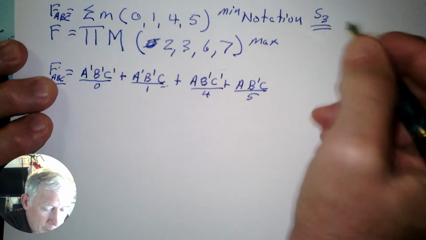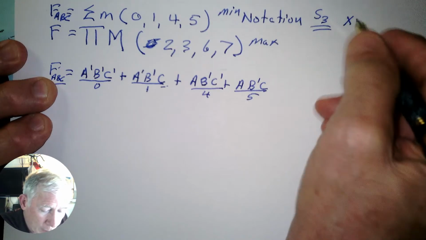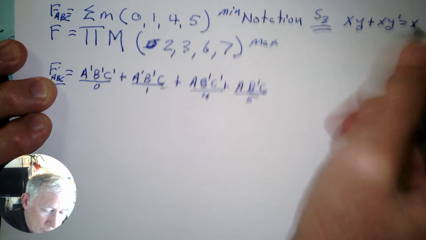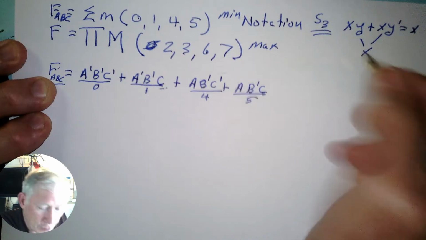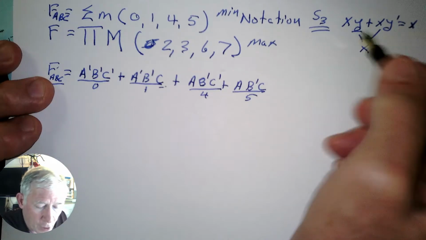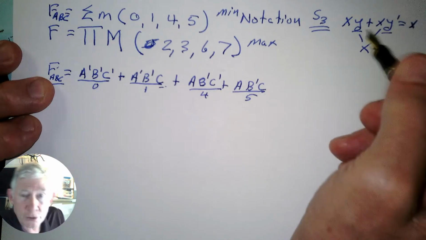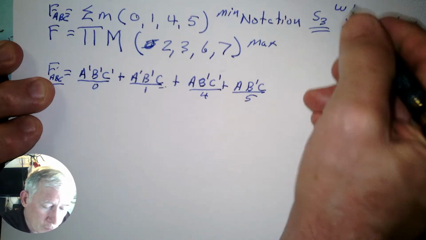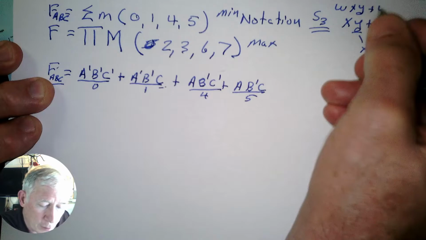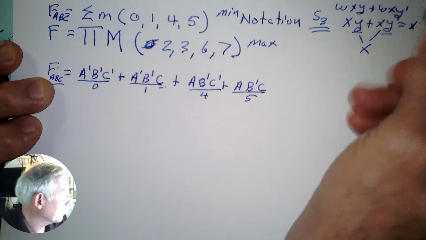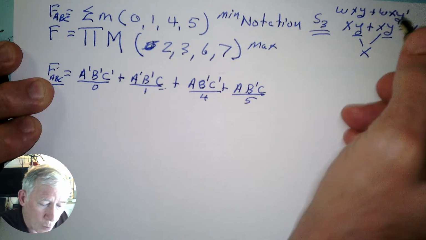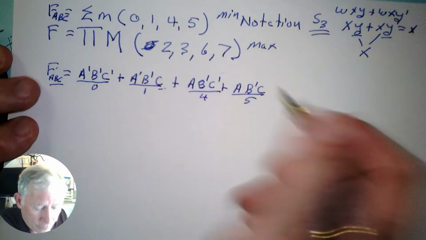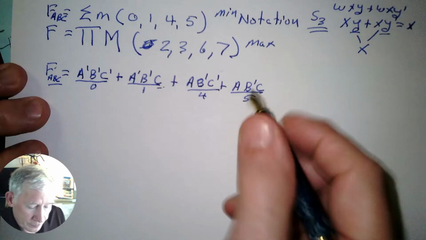Well, S3 is just xy plus xy prime equals x. We can combine these to a single term. Because the y is a non-prime here and a prime there, the y changes, so we can drop the y and just have the x. And if we have wxy plus wxy prime, the same thing. We drop the y and we get wx instead of just x. And that's kind of what we have here, right? Okay, so let's talk about this.